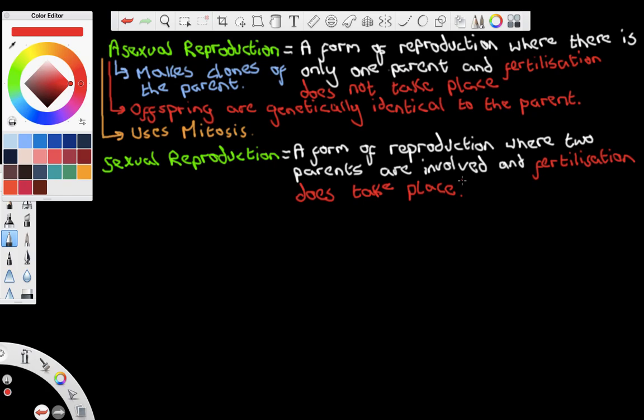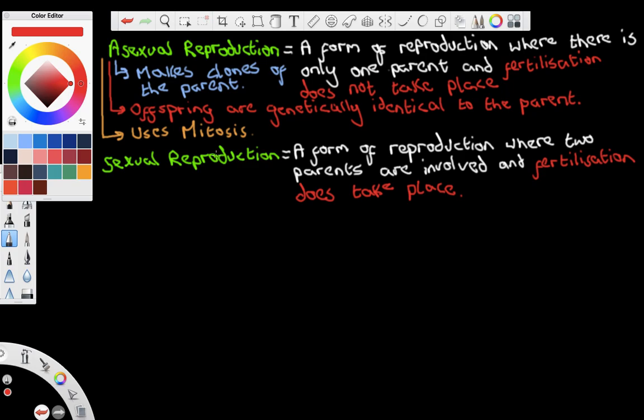Now, in an exam, lots of pupils fall into the mistake of when they're asked what sexual reproduction is, they say it's when two people have sex. People can have sex without necessarily reproducing. Okay, you can have sex without having a child. Sexual reproduction is where fertilization takes place to create offspring.